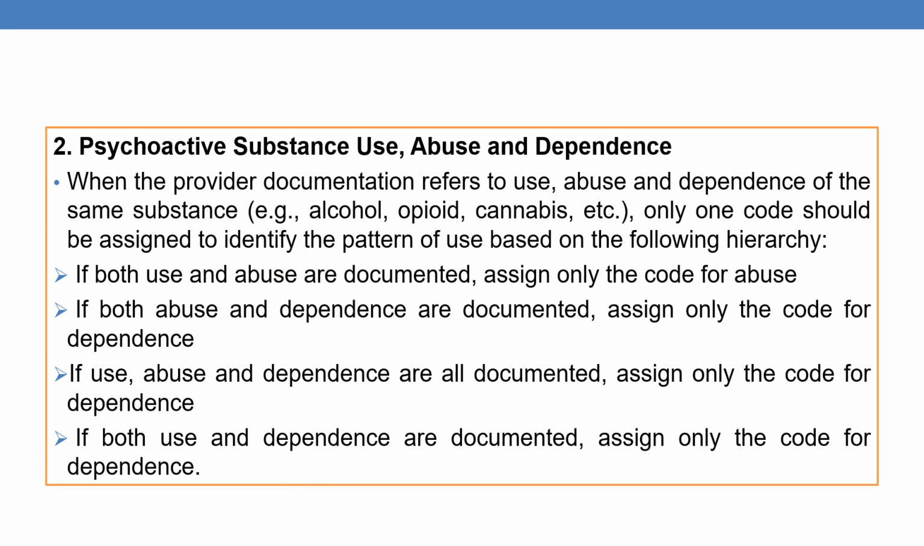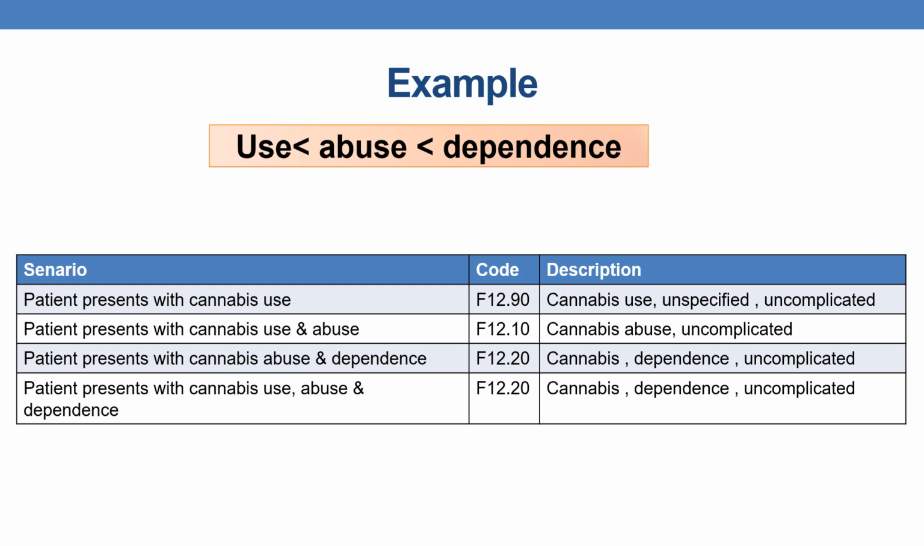Let us see an example. For better understanding, the order of severity is use followed by abuse and finally dependence. Use will become abuse, abuse will become dependence. So you need to code the highest sequence among them. Whenever use and abuse are documented, you need to code abuse only. Whenever abuse and dependence are documented, you need to code dependence only. Whenever use, abuse and dependence are documented, you need to code dependence only. Dependence is the highest.